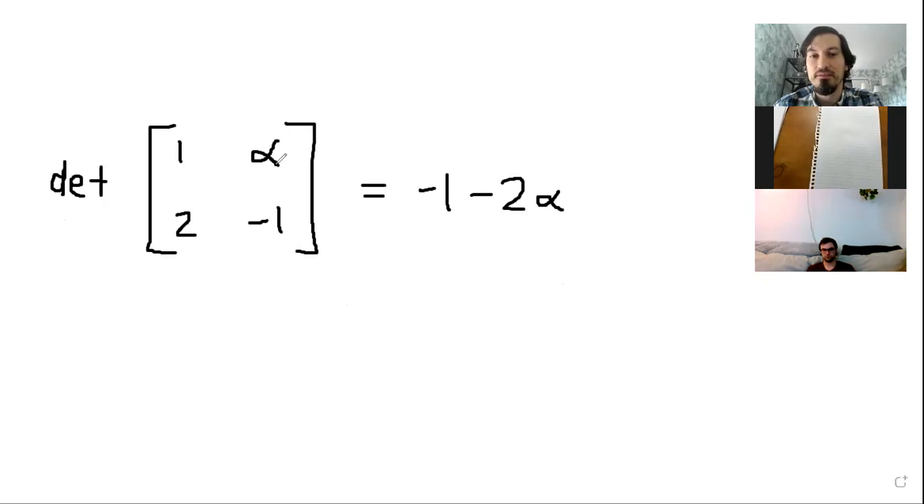Who cares if this is an alpha and not like a 3? If it were 3, then this would be -1 minus 6. The answer would be -7. Okay, well, we can't say that it's -7, but we can say it's -1 minus 2 alpha.